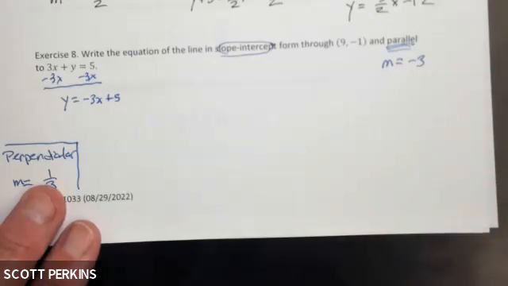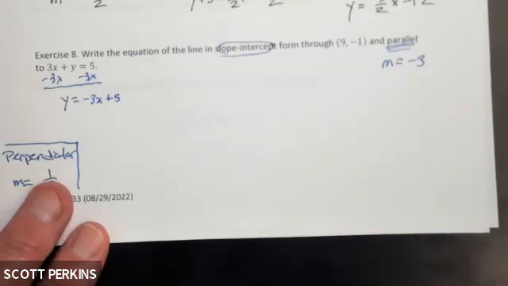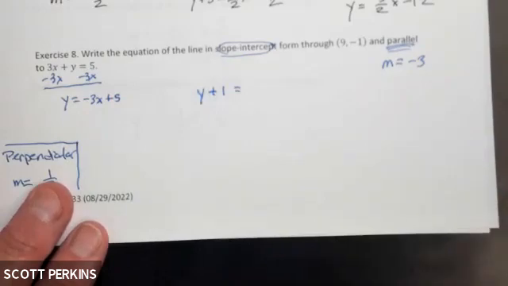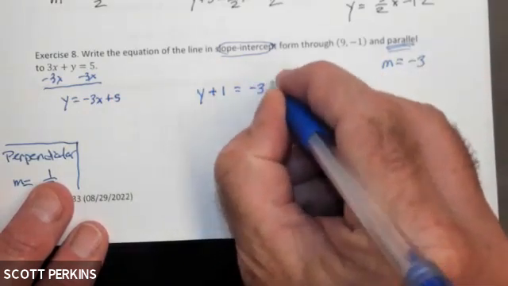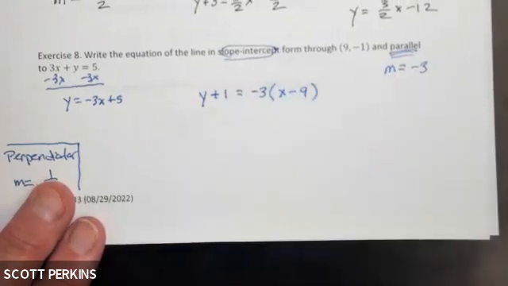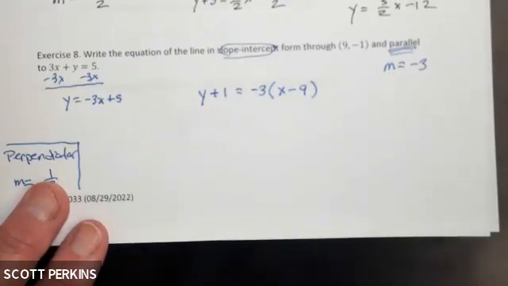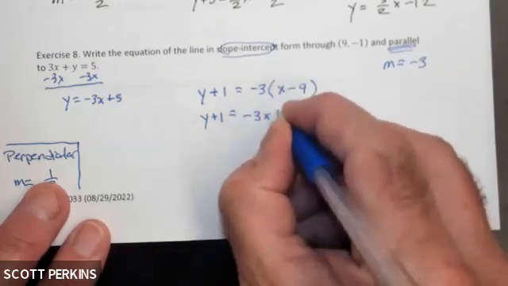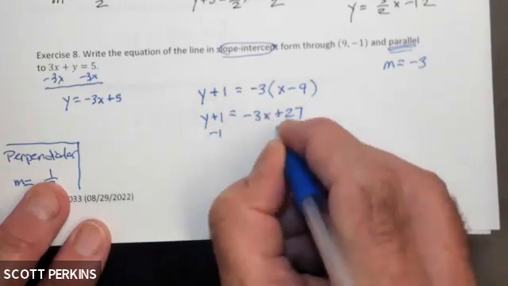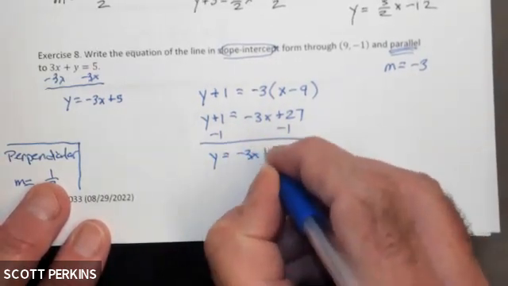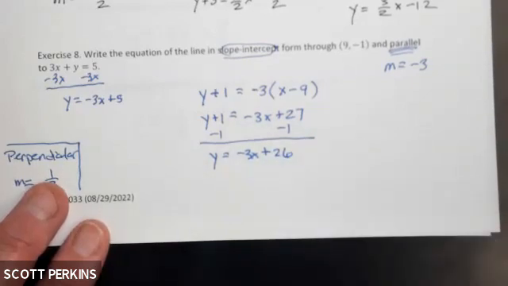And so now we're going to finish up this problem using the point slope form. So I have y minus my y value, which is -1. So that becomes y plus 1. And then my slope is -3 because that's the parallel slope, x minus 9. All right, so we're almost done. Y plus 1 is equal to -3x plus 27. And when I subtract the 1 from both sides, I get y is equal to -3x plus 26.